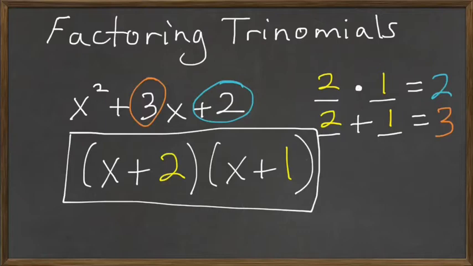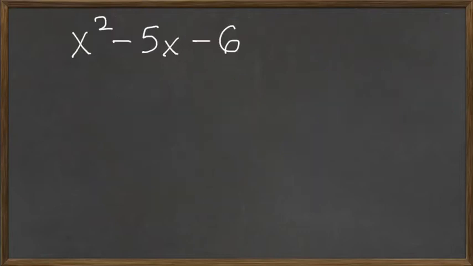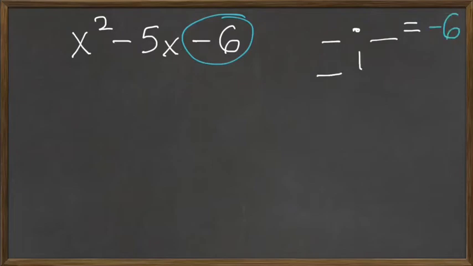Let's look at another example. x squared minus 5x minus 6. We're going to do the same thing. We're going to figure out what can multiply to this last number here, negative 6, and what can we add up to the middle number there, negative 5.